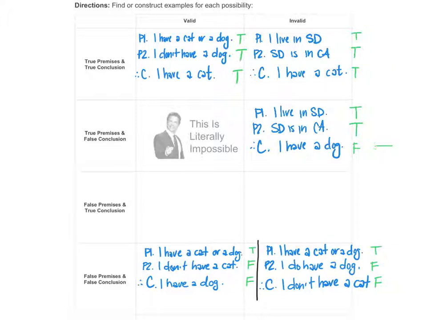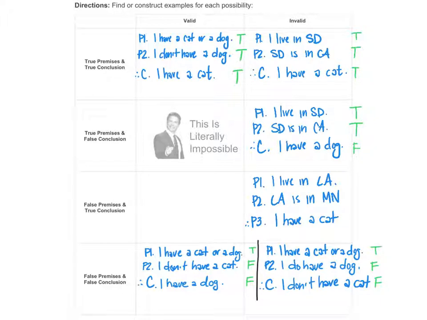Both of these would be terrible arguments. One just so happens to have a true conclusion. Okay, the next easiest box that's left is the final invalid argument. So this will be a case where you have two false premises and a true conclusion and no relationship between them. So just make up any two false premises and any true conclusion and you've got an example.